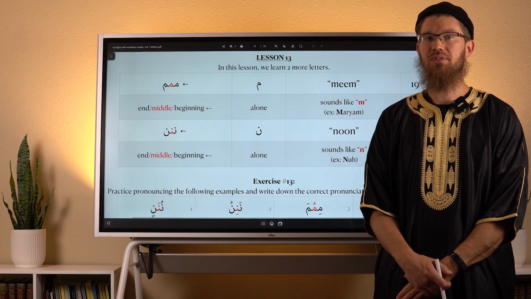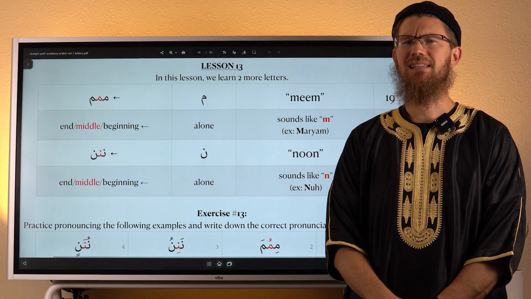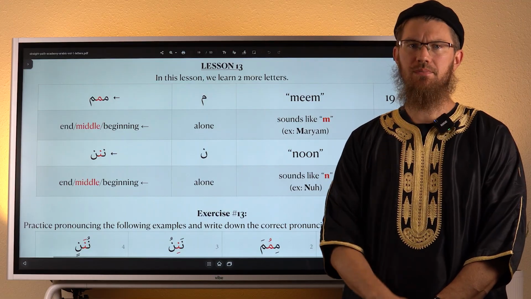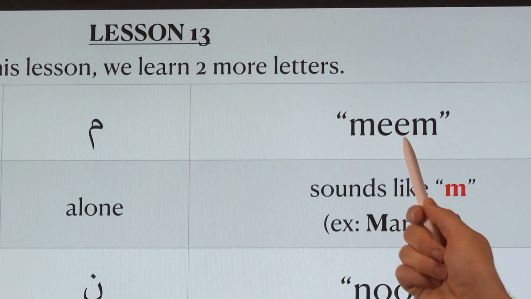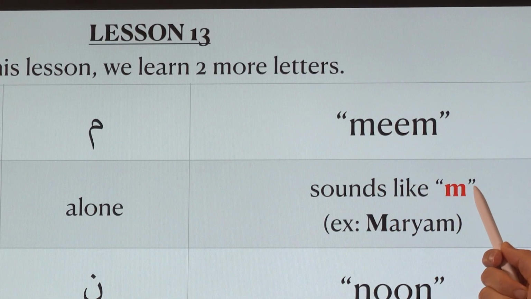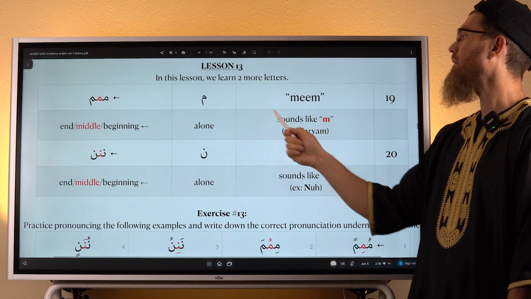Welcome to lesson 13 of Straight Path Academy Arabic Volume 1, Reading Arabic Letters. In this lesson, we learn two new letters. Firstly, this is the letter Meme. The letter Meme sounds similar to the English M. For example, the name Maryam begins with the letter Meme.